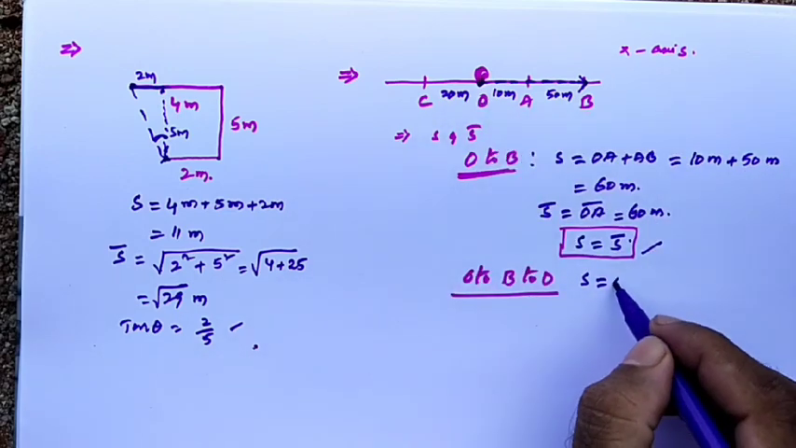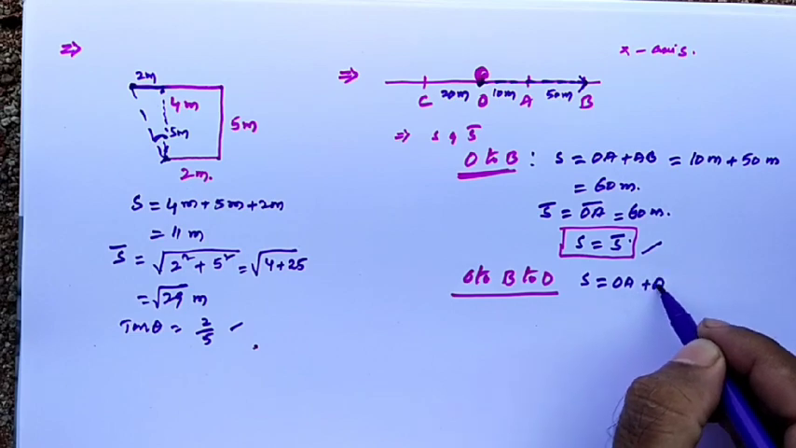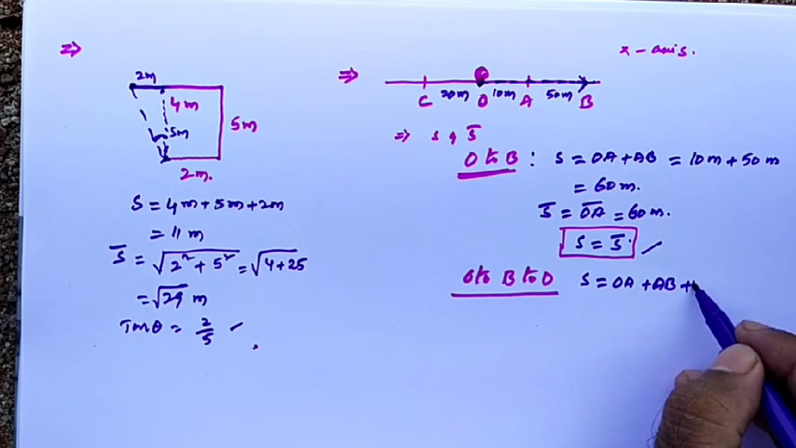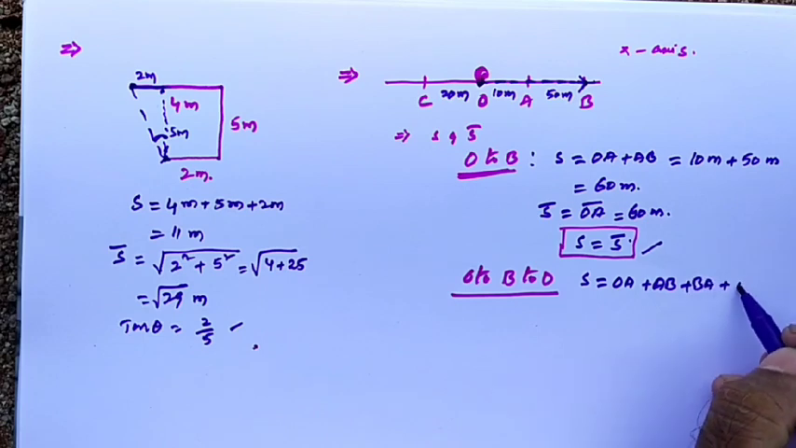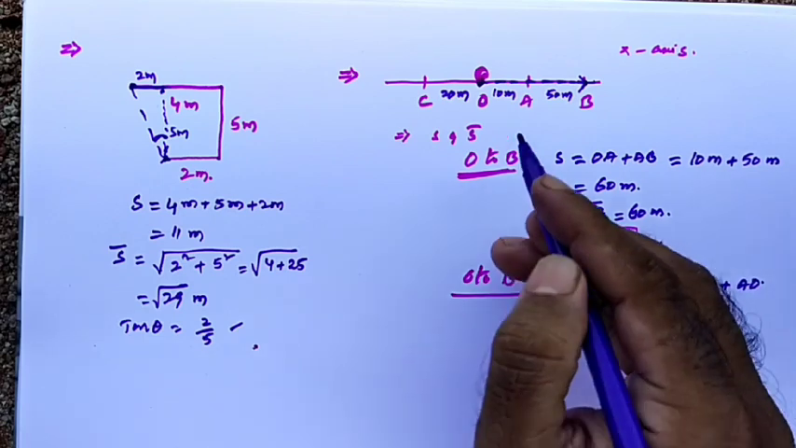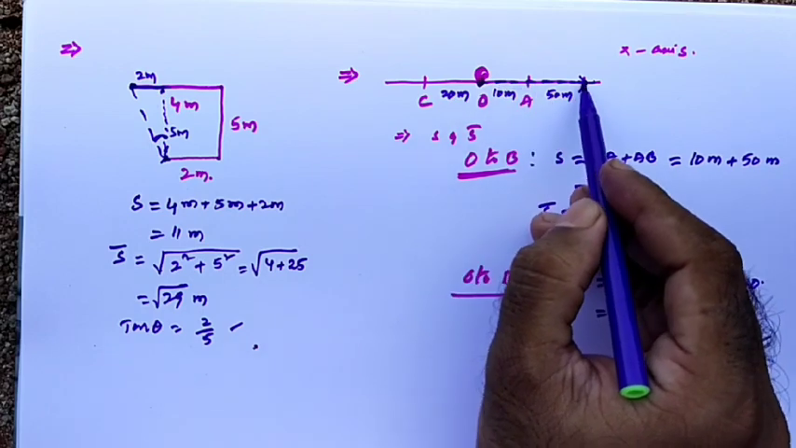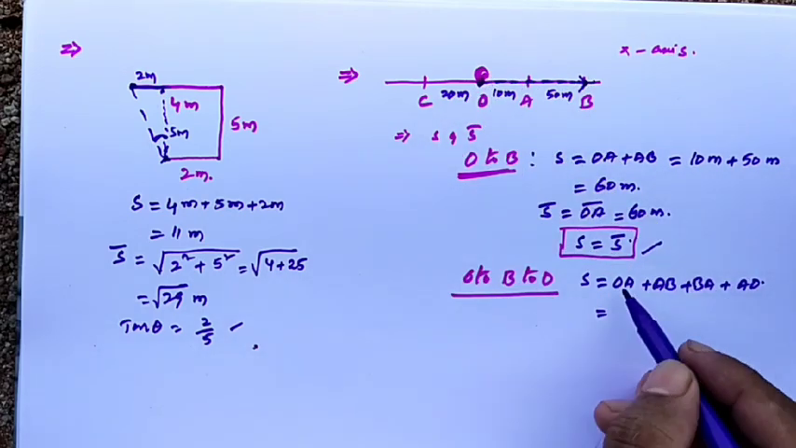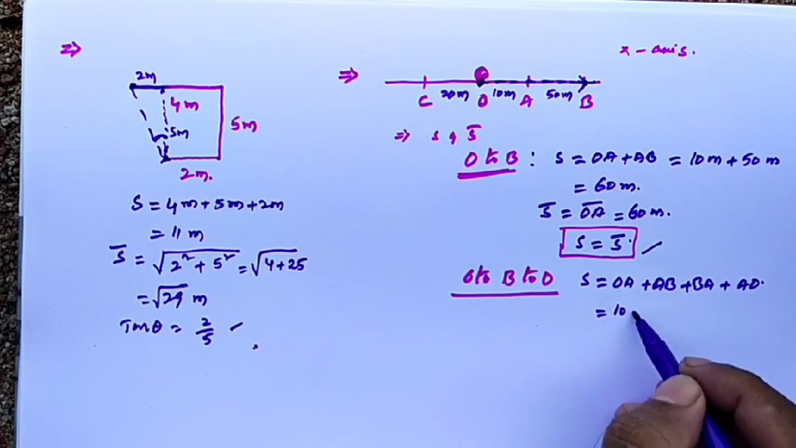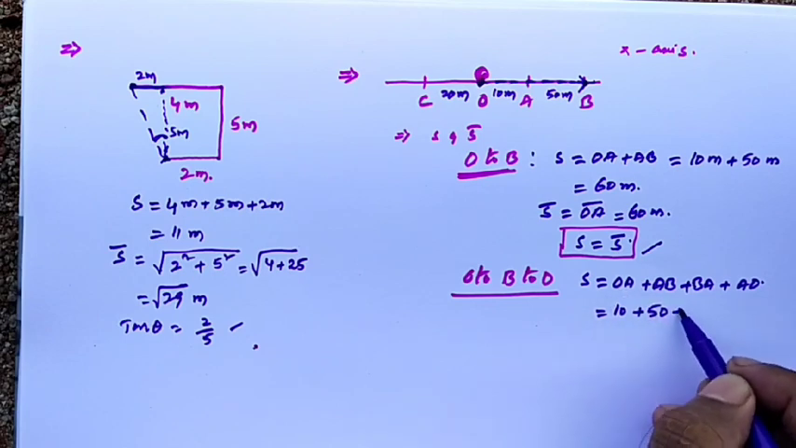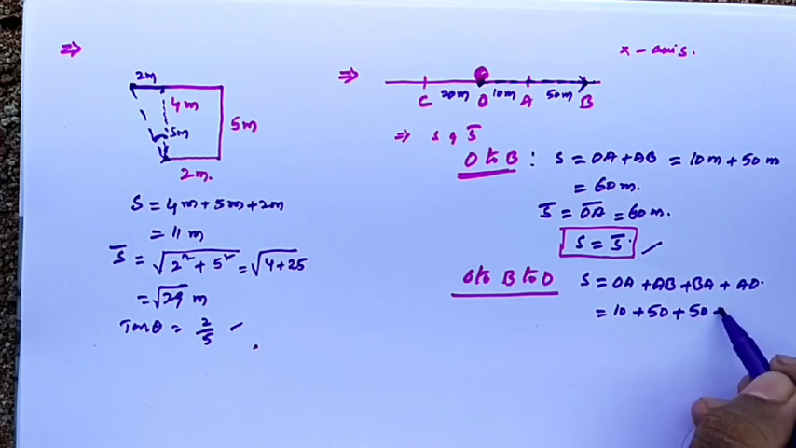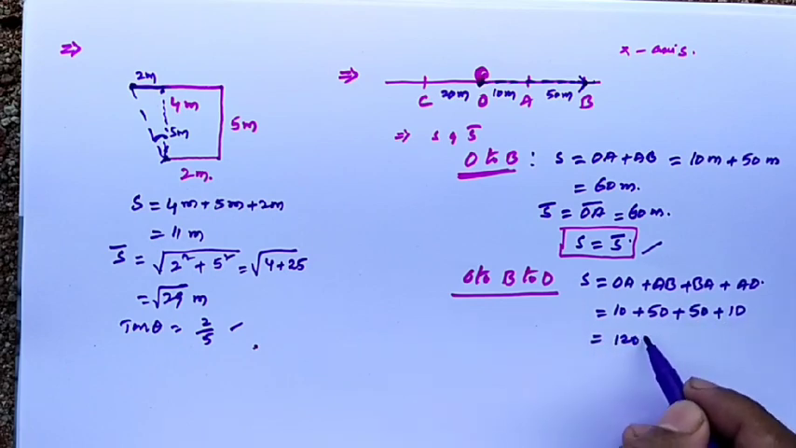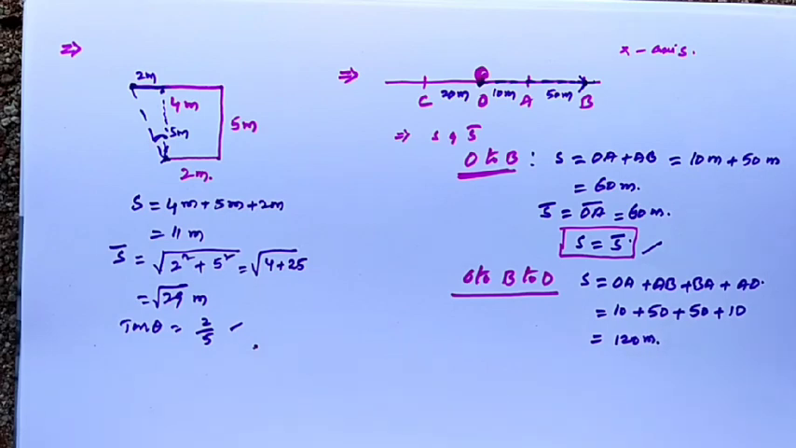What is the distance? OA plus AB plus BA plus AO. Yes or no? It is moving from O to A to B, again returned BA and AO. Now OA is 10, AB 50, plus BA 50, plus AO 10. Now what is the total? 120 meters is the distance covered by the body.